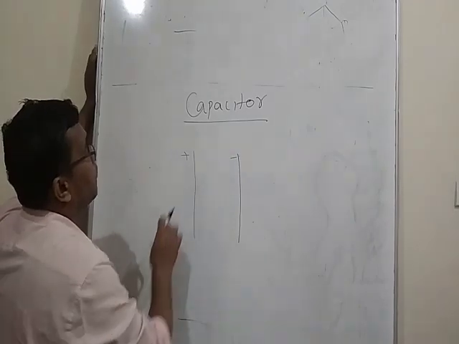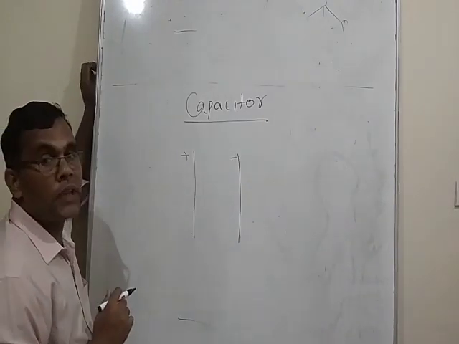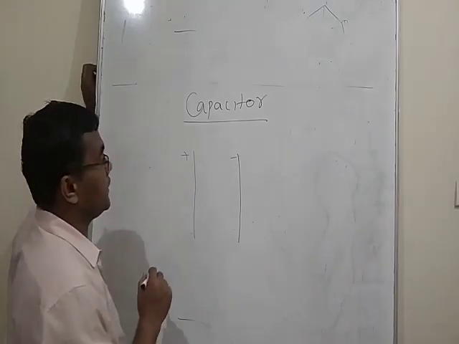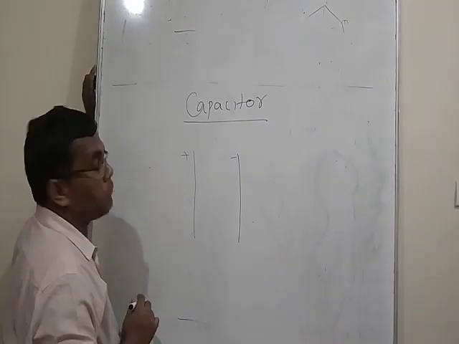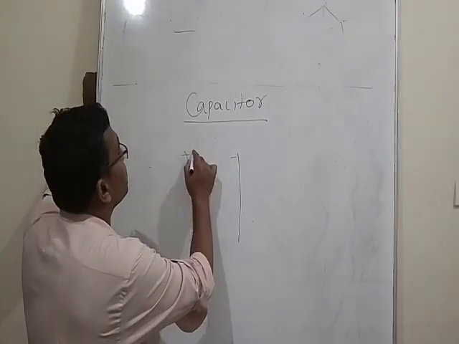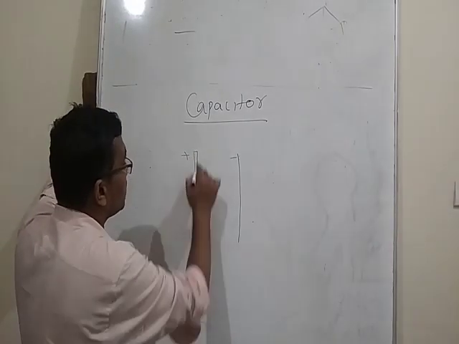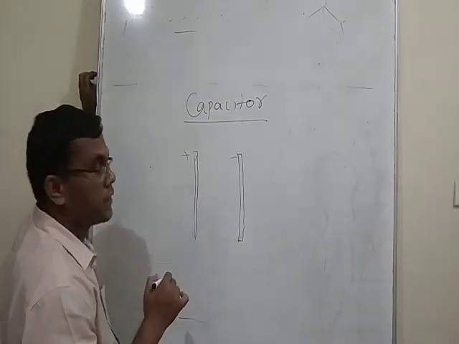Now both plates of the capacitor contain equal and opposite amounts of charge, so the net charge is equal to 0. And the area of the plates of the capacitor is equal. The area of cross section of the positive plate must be equal to the area of cross section of the negative plate.